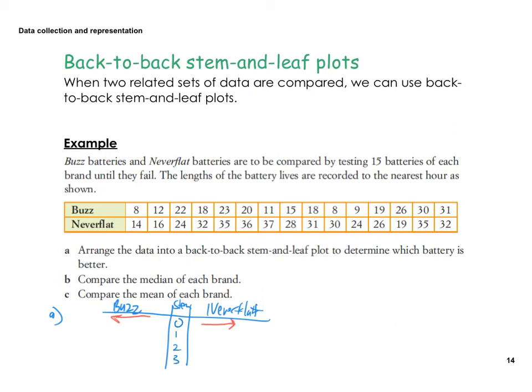Now the Buzz, the single digits, I have 8, 8, and 9. For the teens, I've got quite a few. I have 1, 2, 5, 8, 8, 9. We'll cross those off as well.